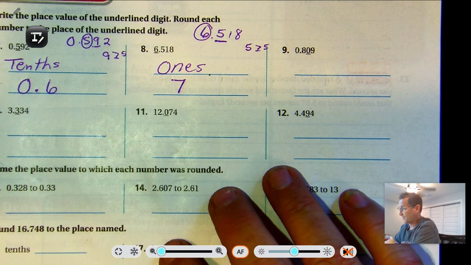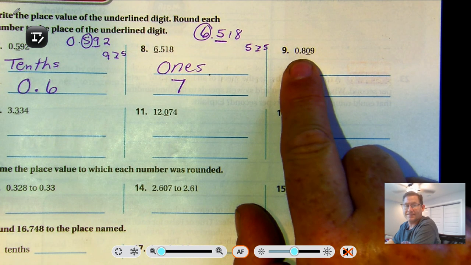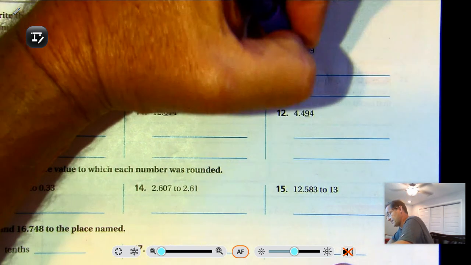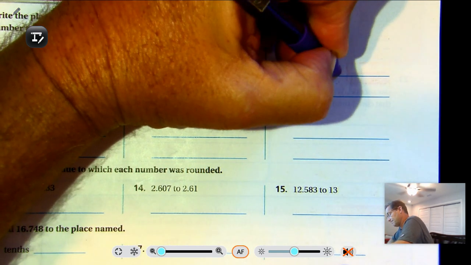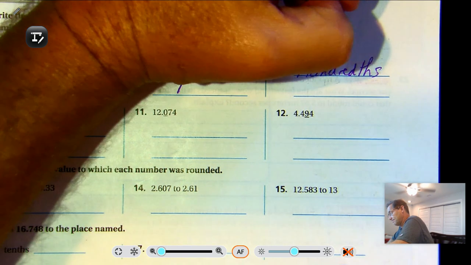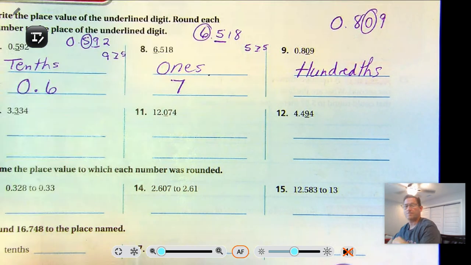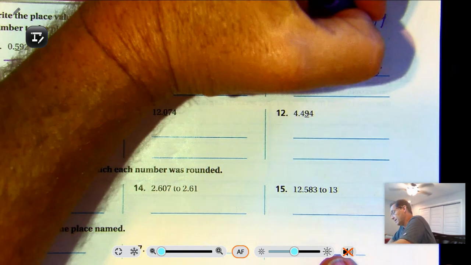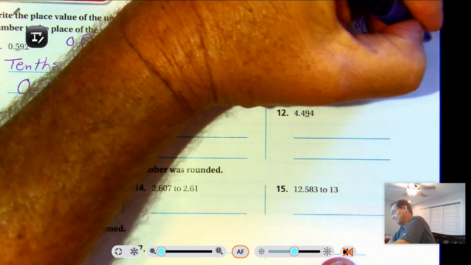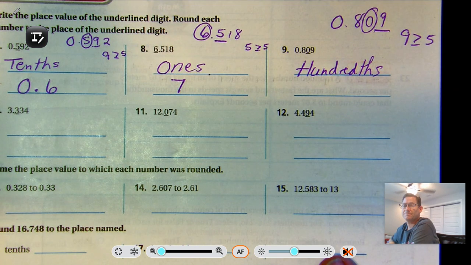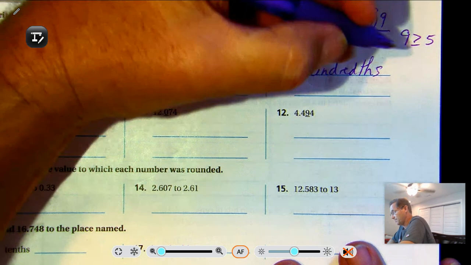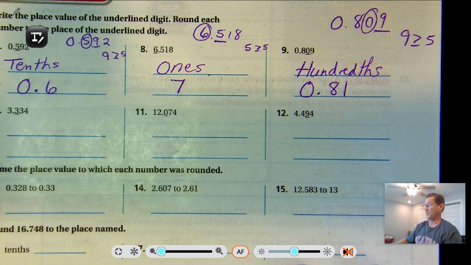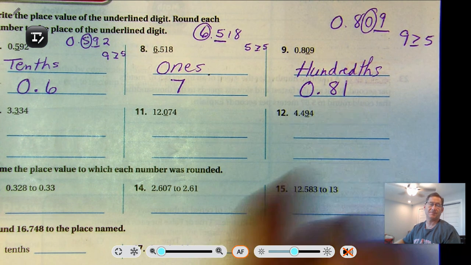Number 9. Ones, tenths, hundredths, thousandths. The 0 is in the hundredths. Okay, so we're going to round to that 0. Circle the digit we're rounding to, underline the digit to the right, compare it to 5. It's greater than or equal to 5, so round up. 0.81. Again, you notice we have nothing after the hundredths place.